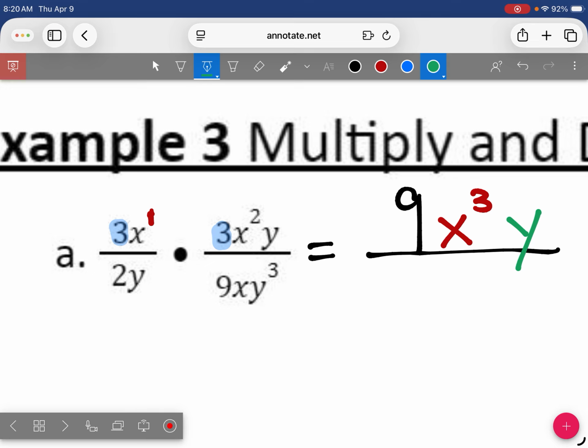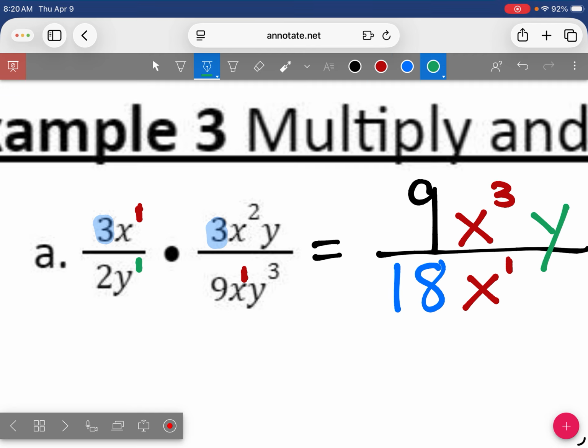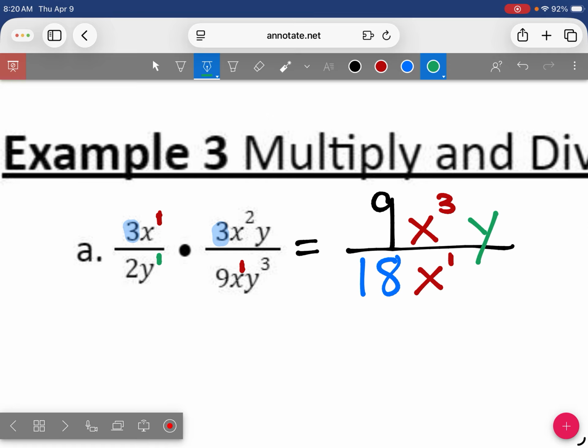So now let's move to our denominator. Same thing, we multiply numbers. So 2 times 9 is 18. There's only 1x. So I'm just going to put that 1x. That's all I have. And then I have 1y and 3y. So how many y's do I have? 4. So now that we've multiplied, now we're ready to divide.